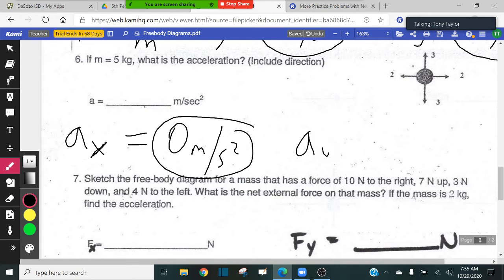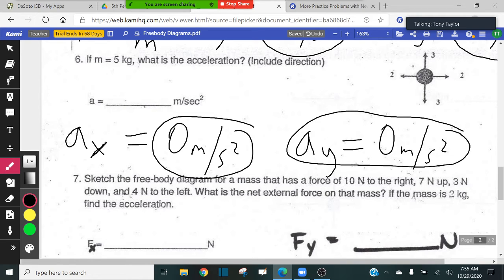Same thing in the vertical direction. In the horizontal direction, the acceleration was 0. In the vertical direction, if I have a positive 3 and a negative 3, again, when I add those, the sum of my forces is just 0. So my acceleration is also 0 meters per second squared. All right, number 6 was pretty easy.